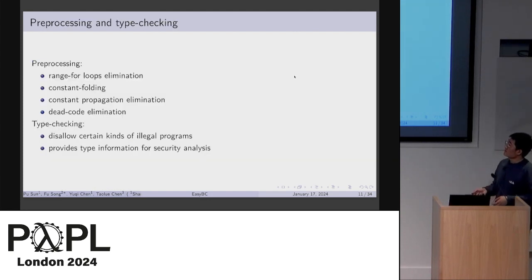The pre-processing includes range for loop elimination, constant folding, constant propagation, and dead code elimination. And type checking ensures that the given input is legal, and it also provides some extra information used for subsequent security analysis. After that, one of three approaches will be selected to generate a corresponding MILP model, right?